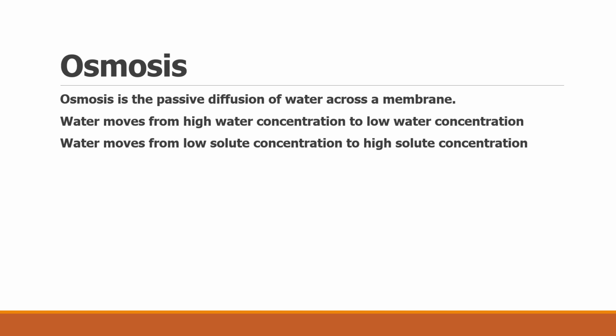Or you can think of it in another way. Water moves from a region that has lower solutes to the region that has the higher solutes. Let's give an example. Let's say that I have two sides, side A and side B, and those two sides are divided by a semi-permeable membrane. So here is my semi-permeable membrane, here is side A, and here is side B.